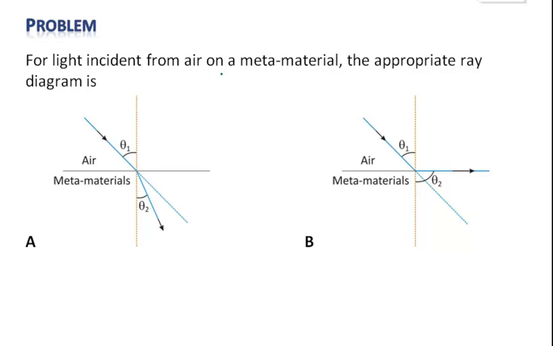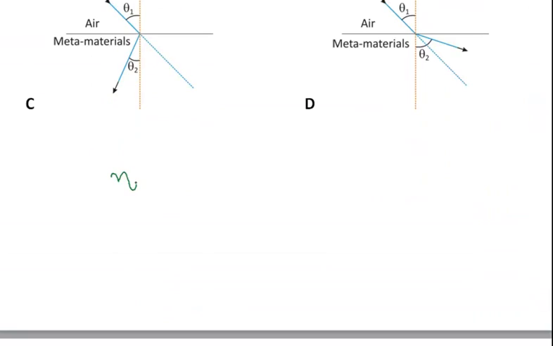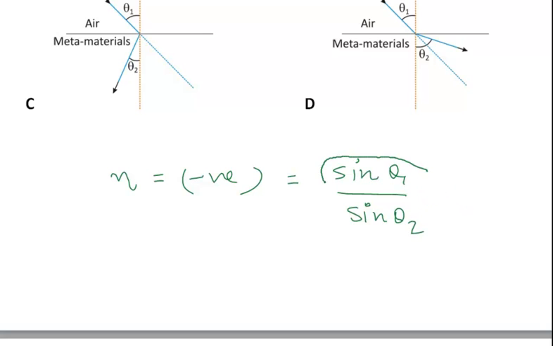Now let us look at the next problem. For light incident from air on metamaterials, the appropriate ray diagram is. Now it is given to us that n is negative for metamaterials. So when n is negative, the value of n is also given by sine theta 1 by sine theta 2. Now sine theta 1 is the angle of incidence, which is always positive, which implies that sine theta 2 is negative, and sine theta 2 is negative means theta 2 is negative.